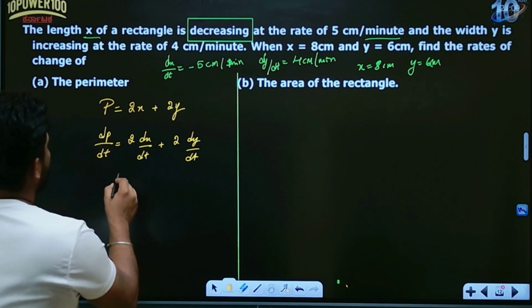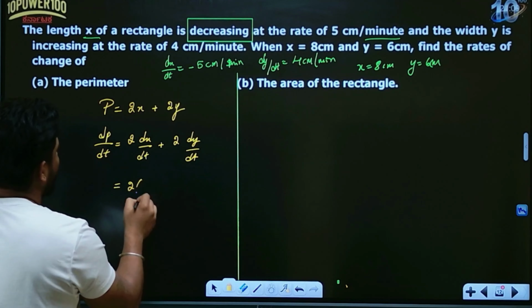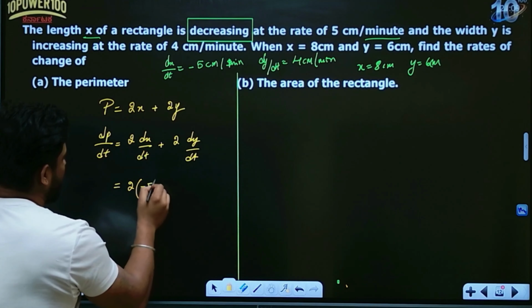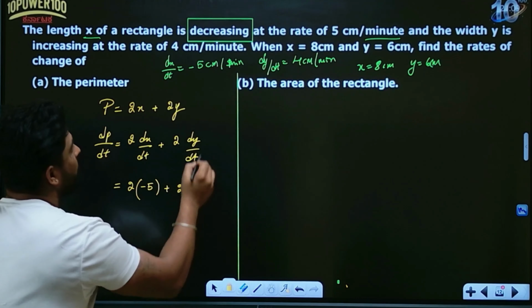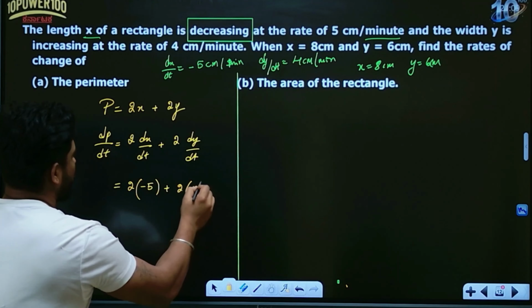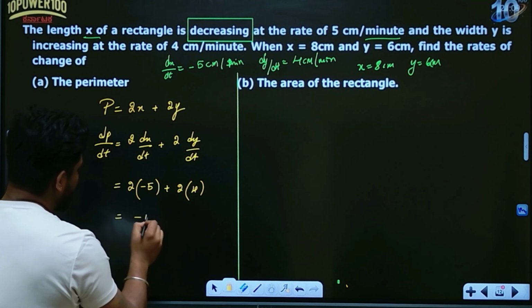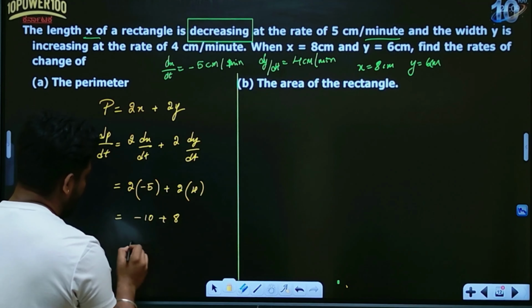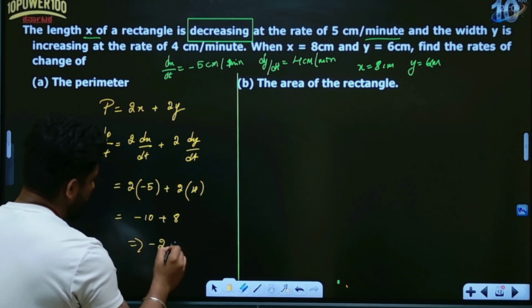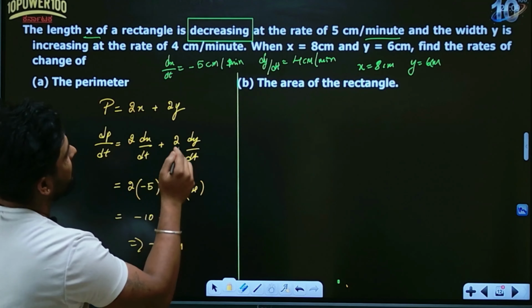ನೆಕ್ಸ್ಟ್, ಸೊ dx by dt ಗೊತ್ತಿದೆ ನಿಮಗೆ. ಸೊ ಇಟ್ ಈಸ್ 2 into -5 ಅಲ್ವಾ, -5 plus 2 into dy by dt is ಎಷ್ಟು 4. So -10 plus 8, that is nothing but -2 centimeter per minute.